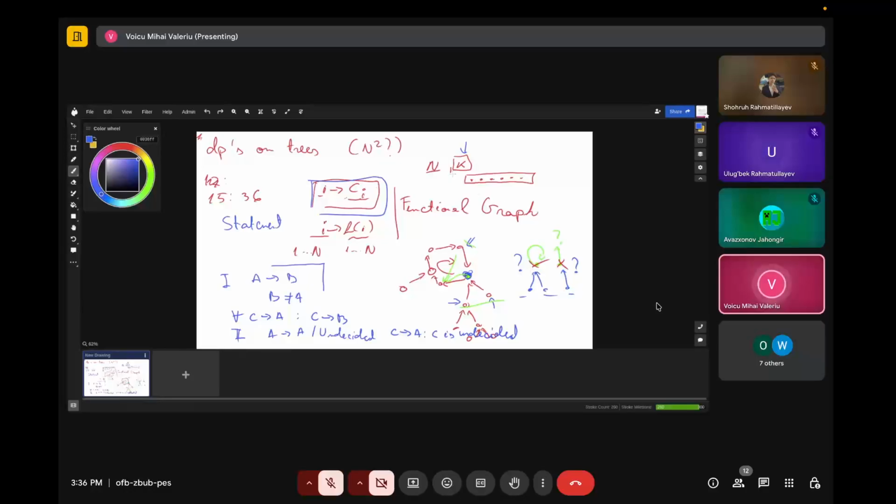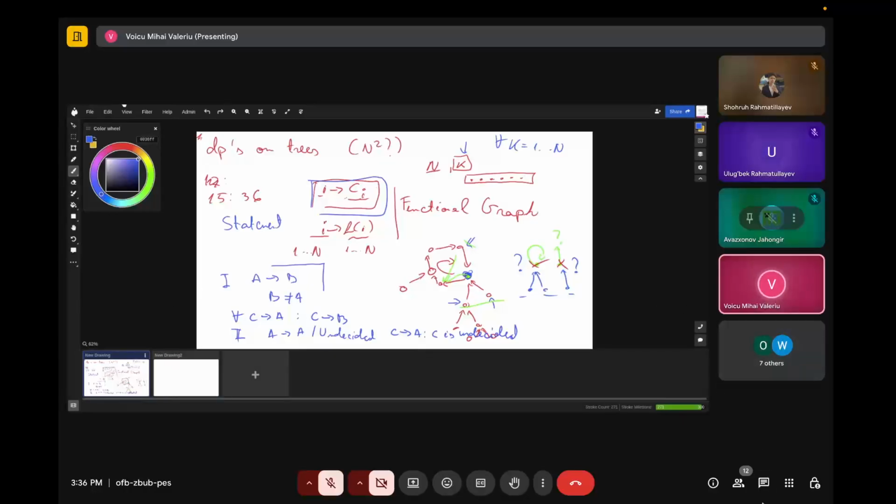The problem is that for every single k, for every count of people that we can erase from the graph, what is the maximum amount of people that we can get to be undecided after eliminating k people? So for every k from 1 to n.